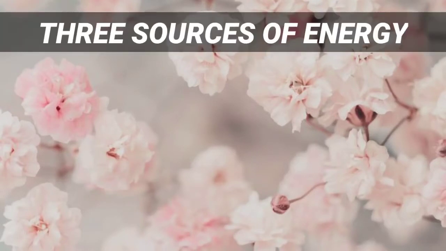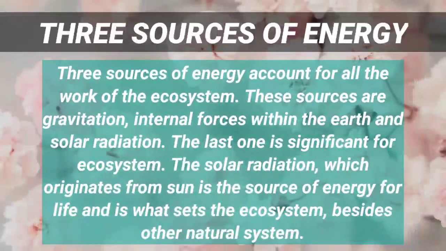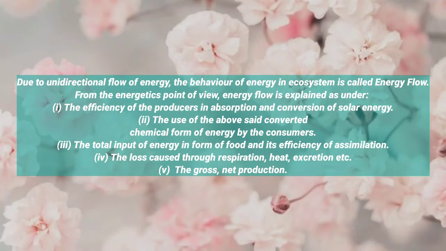There are three sources of energy. These three sources of energy account for all work in the ecosystem. These sources are gravitation, internal forces within the Earth, and solar radiation. The last one is significant for the ecosystem. The solar radiation, which originates from the sun, is the source of energy for life, and is what sets the ecosystem apart from the natural system. Due to the unidirectional flow of energy, the behavior of energy in the ecosystem is called the energy flow.